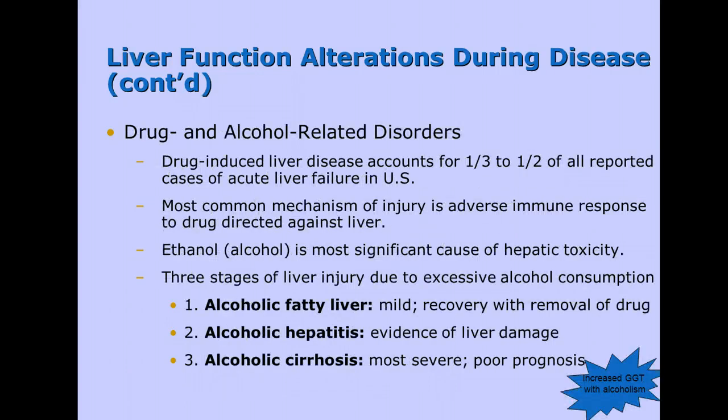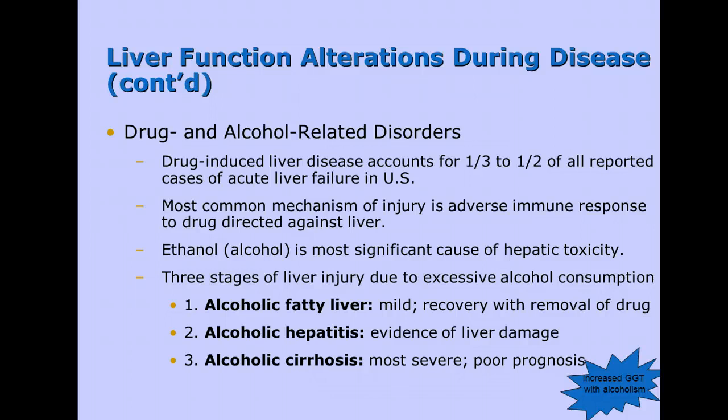When we think of the liver, we always think of, not always, but a lot of the times, alcohol-related disorders. Drug-induced liver disease accounts for 1/3 to 1/2 of all cases of acute liver failure in the United States. The most common mechanism of injury is the adverse immune response to the drug directed against the liver. And ethanol or alcohol is a very significant cause of hepatic toxicity. There are 3 stages of liver injury due to excessive alcohol consumption. The first one is an alcoholic fatty liver. This is mild, and when you stop drinking, it actually reverses itself.